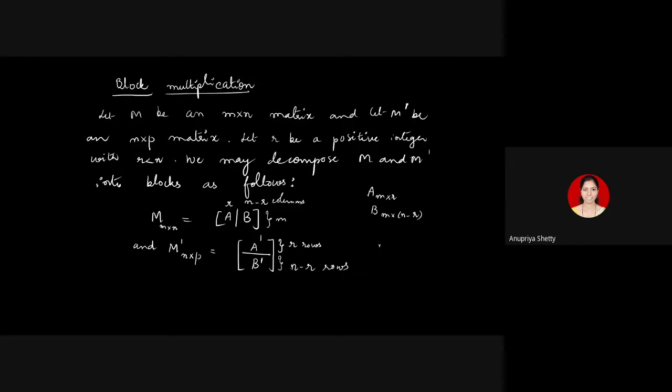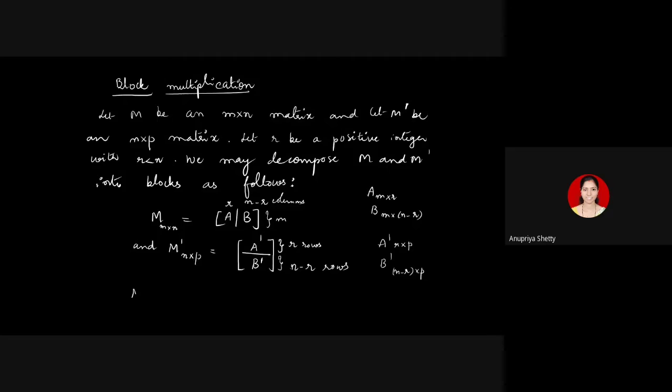What's the total number of columns in A dash and B dash? I've not made any separation based on columns. Okay, yes, she has answered. This is P. The number of columns in A dash and B dash is the same as that of M dash, whereas the number of rows in A and B is the same as that of M. So A dash is an R by P matrix, and B dash is an N minus R by P matrix.